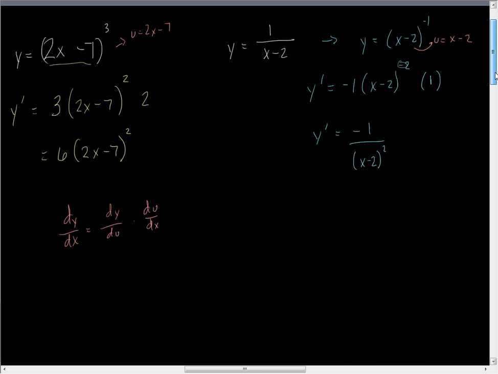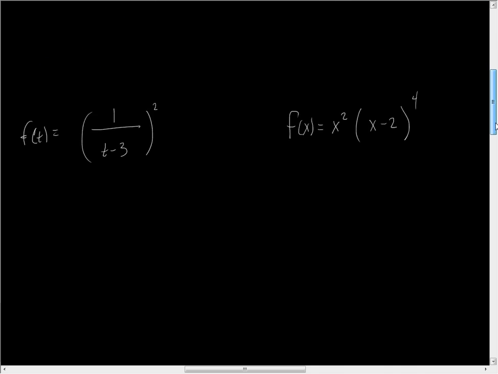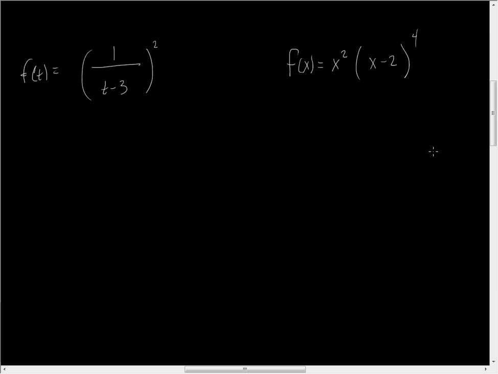All right, moving on. Here's a couple more, and now there's a little bit more to them. In this first one, because I'm squaring both the top and the bottom, I'm going to go ahead and distribute that square to both top and bottom so that I have f of t is equal to 1 squared, which is just 1, divided by the quantity t minus 3 squared. Now I can rewrite this as the quantity t minus 3 raised to the negative 2.